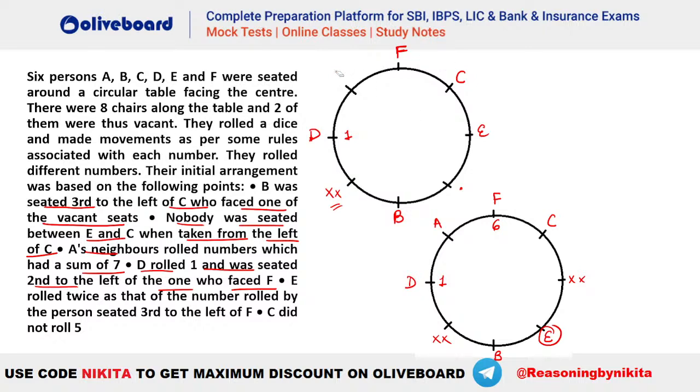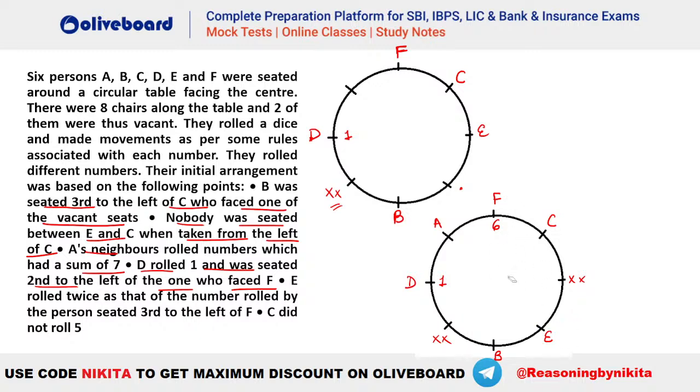So there is only one possibility for D here. So D is second to the left of this person and this person is facing F. Okay. Are we clear, everybody? So these are the two possibilities that we are getting. But now let's see, it is given that E rolled twice the number that is third to the left of F. Now in this particular case, you can see what is given here. F is this person. Third to the left of F is already E.